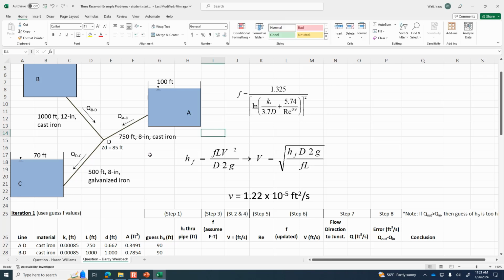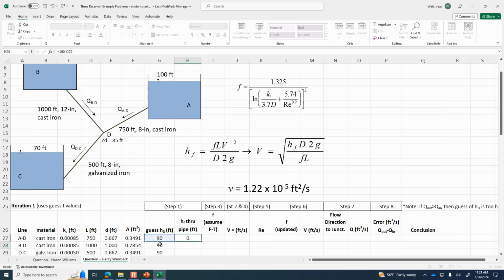So I'm saying that there's a head of 90 at D. If there's 90 feet of head there, then the water would go from A to D. So what that means is the head loss would be 100 minus our guess of 90 feet of head. So that's saying that there's 10 feet of head loss through the pipe if there was 90 feet at junction D.